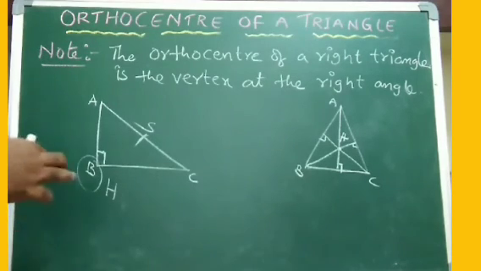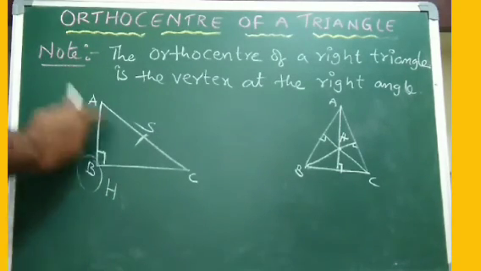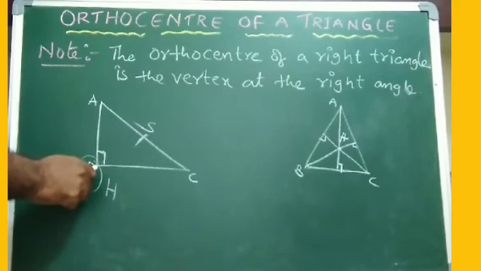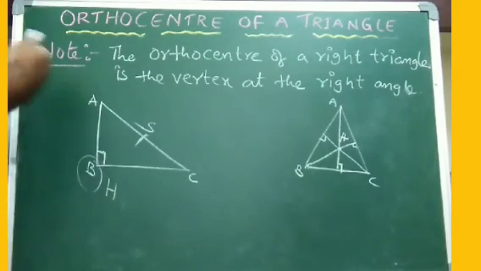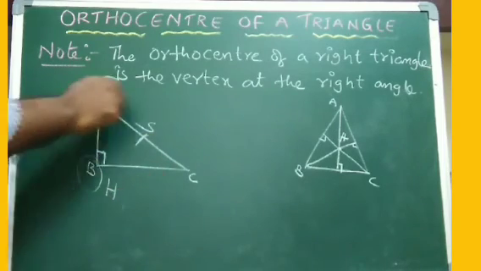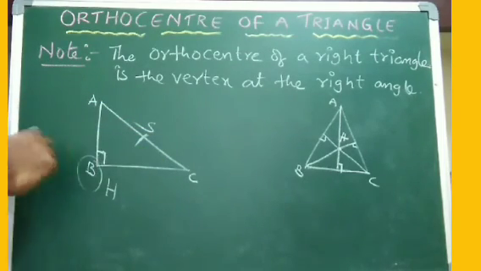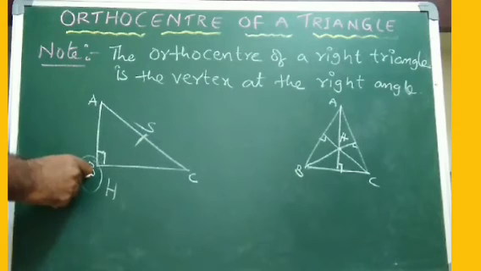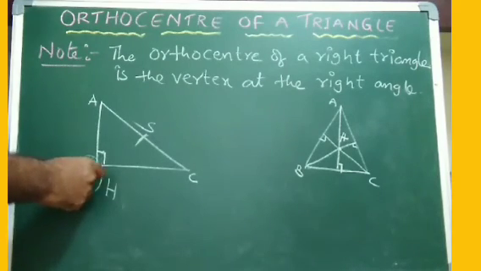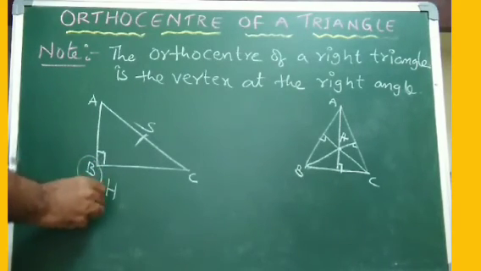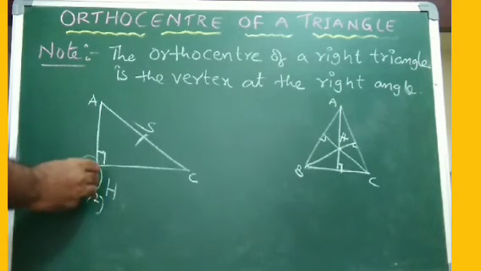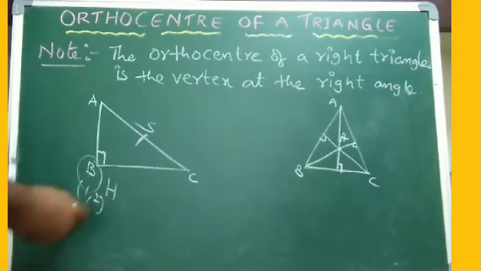But when it comes to a right angle triangle, the orthocenter is nothing but the vertex which is 90 degrees. Hence if it is a right angle triangle with the right angle at vertex B, then the vertex B itself, suppose the coordinates are (1, 2), then the vertex (1, 2) itself is the orthocenter of the right angle triangle.